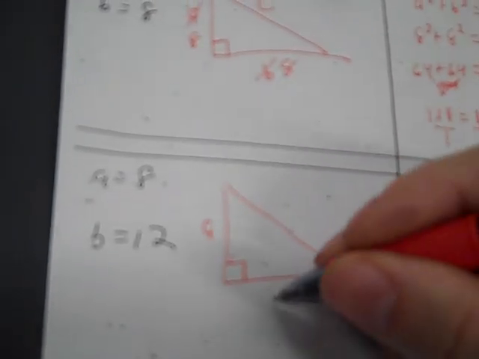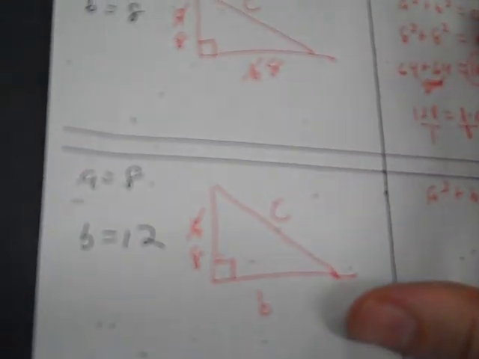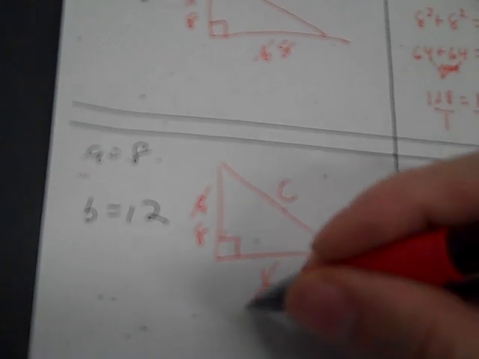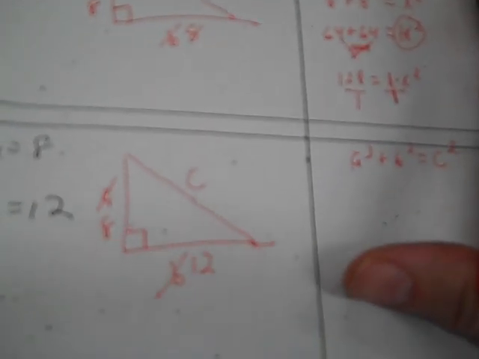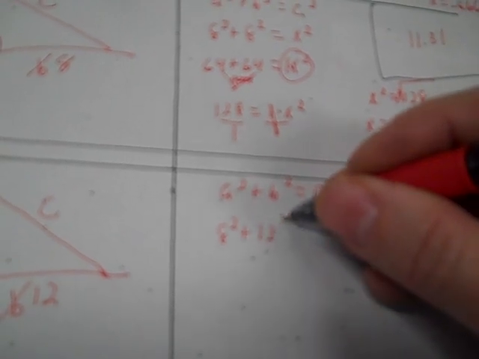Okay, so A, B, C. So A to the second plus B to the second equals C to the second, okay? So A is 8, B is 12, and C, I don't know, okay? So A, 8 to the second, B, I have 12 to take that place. Then C, I don't know, so x to the second.